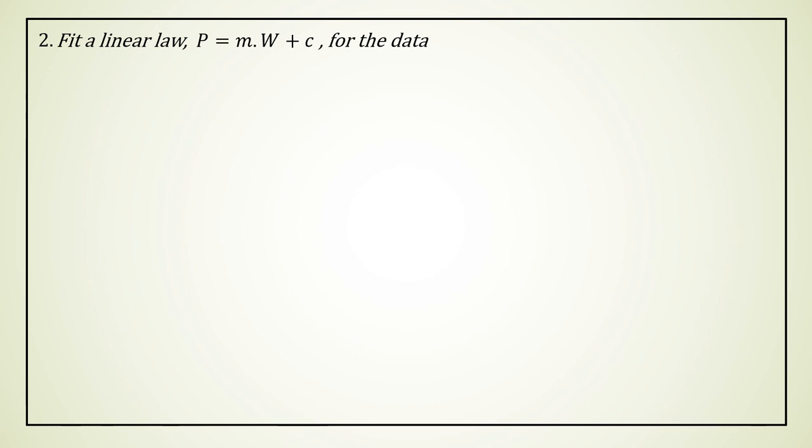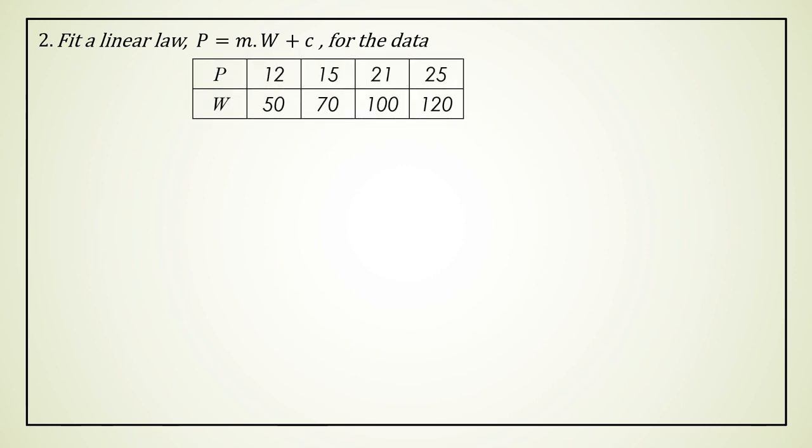Next problem, that is to fit a linear law P is equal to mw plus c for the following data points, that is the value of P is 12 when W is 50 and it is 15 when W is 70 and P is 21 when W is 100 and P is 25 when W is 120.